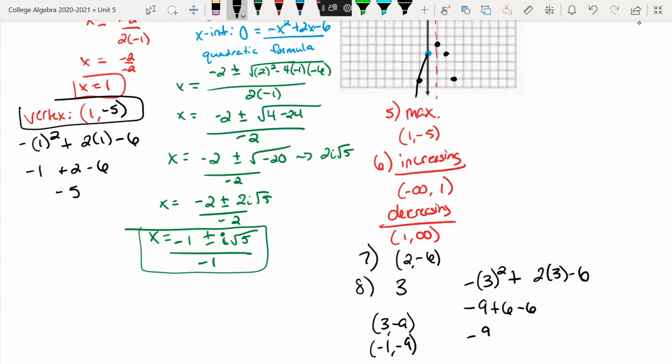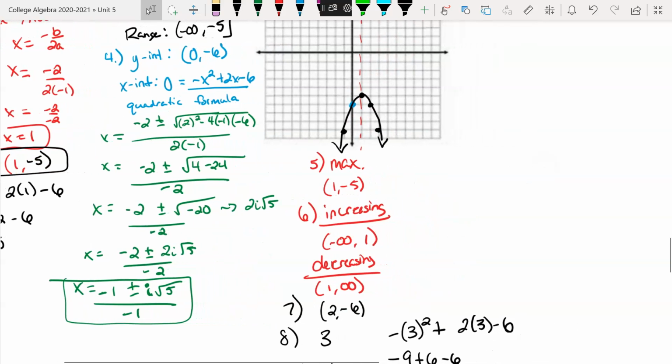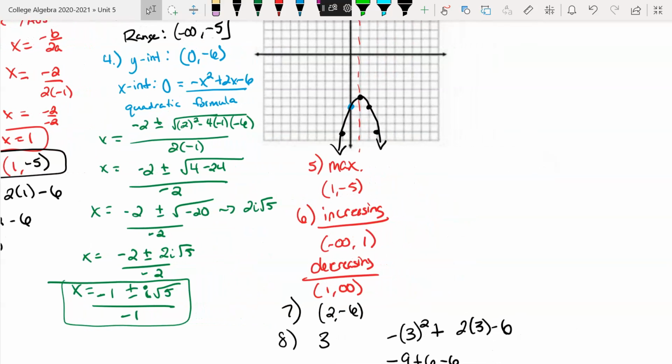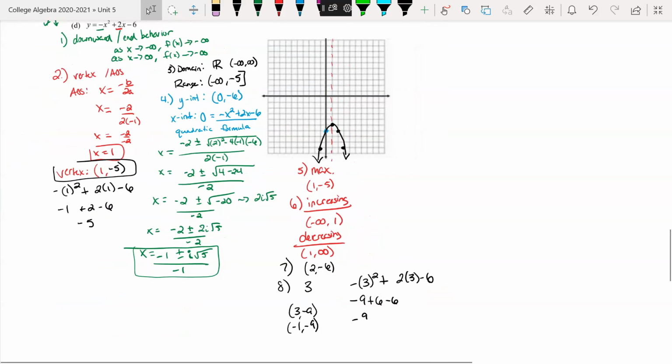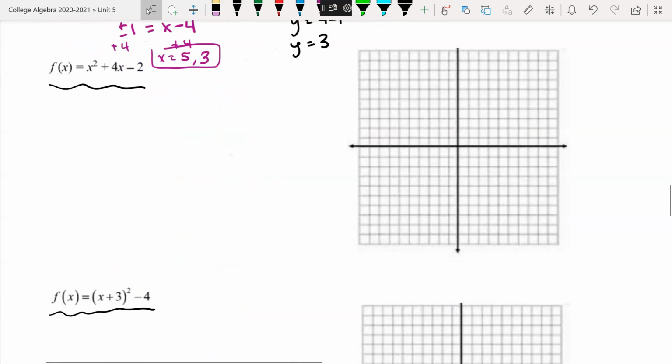So then I connect it, I make my parabola, it goes downward like we said, so it looks something like that. You can always go back and check your domain and range too after you graph it to make sure you did it correctly. Okay, so that is how you do all that. Again, I want you to try B. It's what we just did now in standard form.